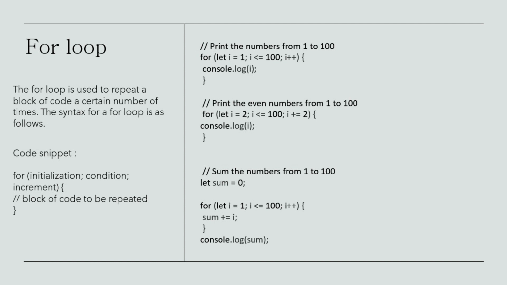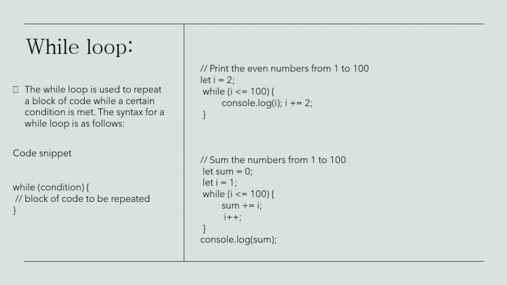Now, let's see another example where we print only the even numbers from 1 to 100 using the for loop. In this modified example, we initialize i with the value 2 and increment it by 2 in each iteration. This ensures that we only print the even numbers. Give it a try.